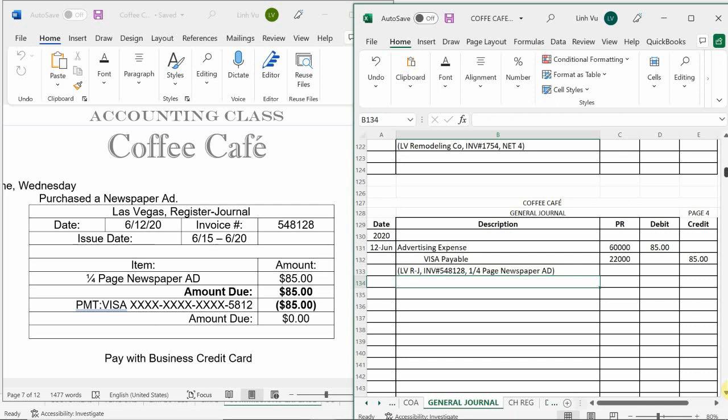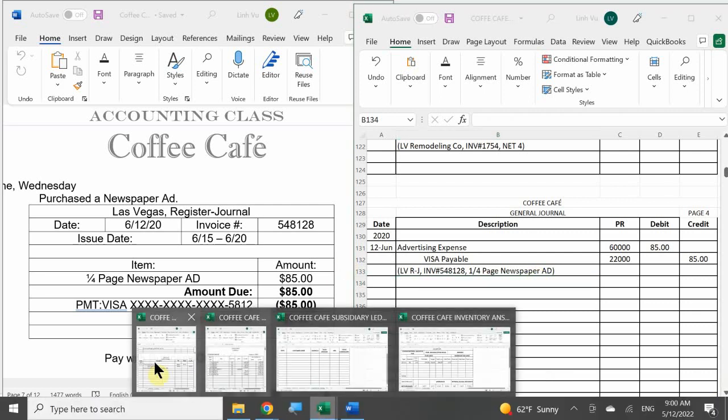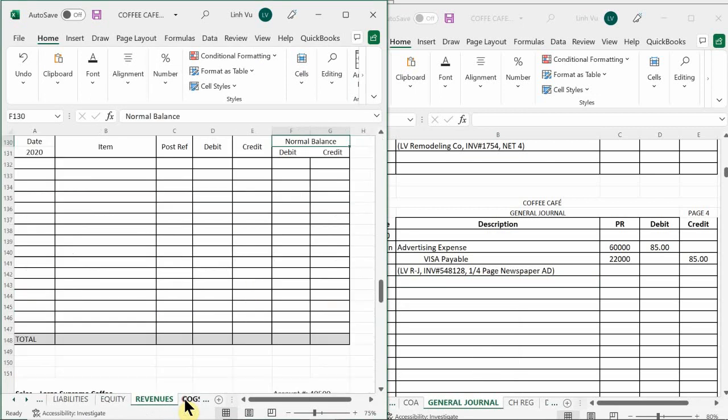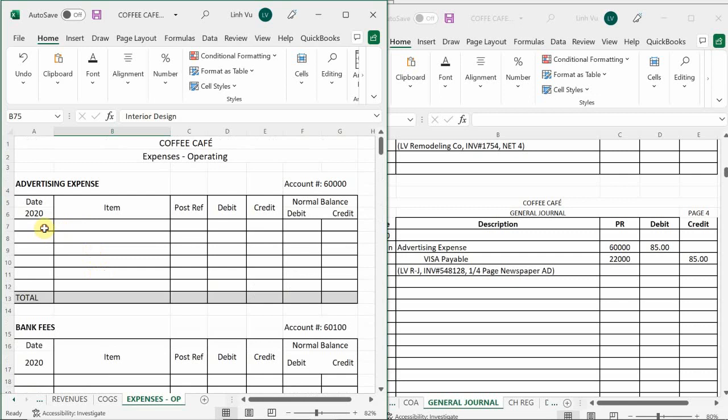Straightforward. Okay. So now that I have my journal done, I now need to plug it into my ledger because now I owe money on my credit card and I need to update that account. So starting with the first one, we bought advertising expense, so we spent money to buy advertising. 1/4 page newspaper ad. Okay. We are finally on our new page, General Journal 4 here, and we just spent $85 for advertisement.